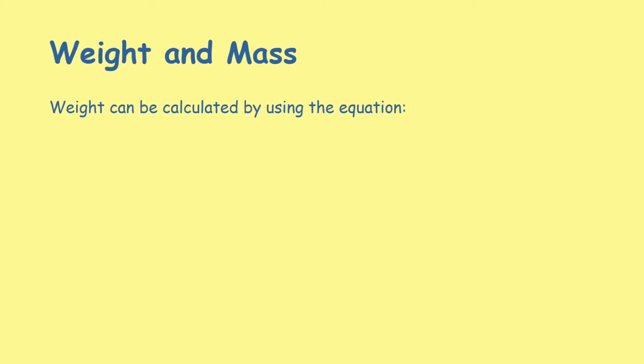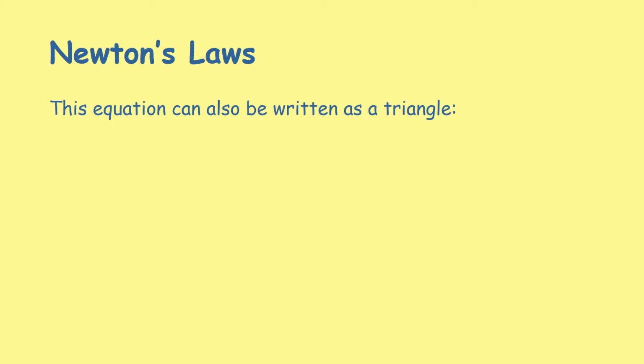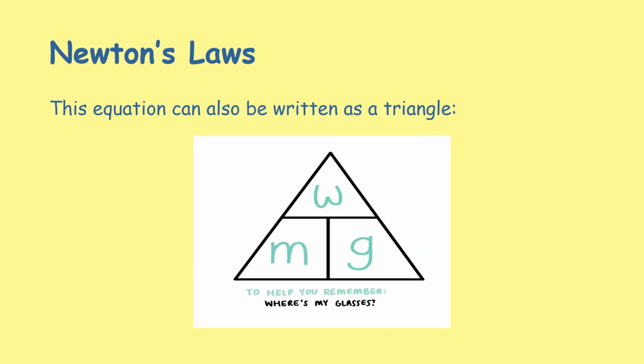Weight can be calculated by using this equation, W equals mg, where W is the weight measured in newtons, m is mass measured in kilograms, and g is gravitational field strength measured in newtons per kilogram. This equation can also be written as a triangle. You can use the little phrase, "Where's my glasses?" to help you remember this.